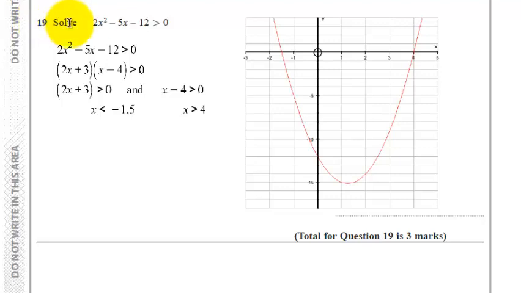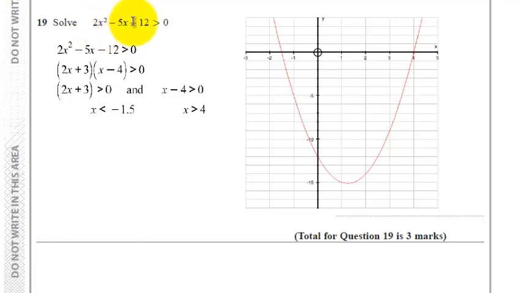Question 19. Solve 2x squared minus 5x minus 12 is greater than 0. Now you should know from your GCSE studies that if an equation or an inequality, and this is an inequality because it doesn't equal 0, it's bigger than 0, if there's a quadratic in there, if there's an x squared in the question, then there could be 2 answers, 1 answer, or 0 answers.